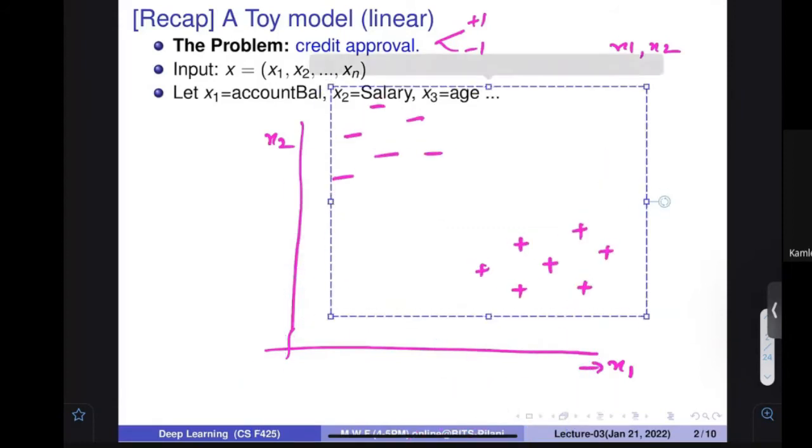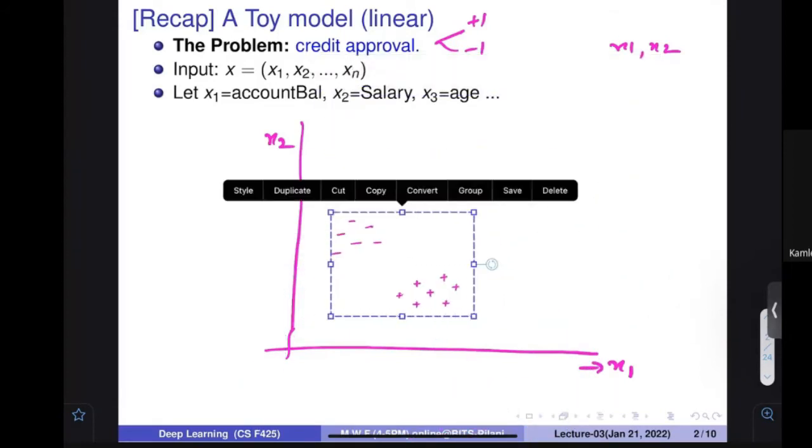Once again, if I multiply all the values of x by a number, has the classification problem changed? Is it the same kind of classification problem as earlier, or does the problem become more difficult? Is it the same problem, yes or no? Yes, it is the same problem, because here also you can find the line.